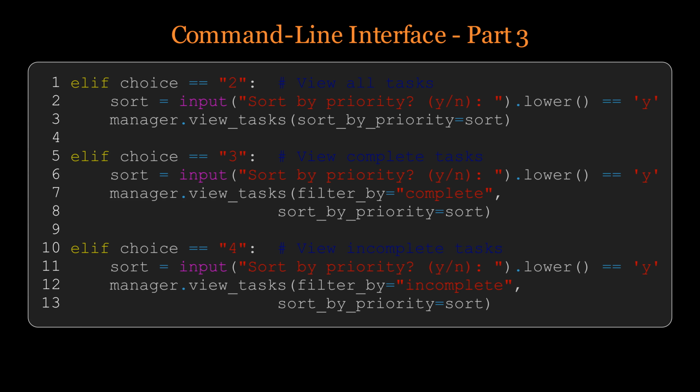For choice 3, viewing complete tasks, we do the same but add filter_by equals complete. For choice 4, viewing incomplete tasks, we filter by incomplete. Each call to view tasks has different parameters, giving users flexible viewing options. They can see everything, filter by status, and optionally sort by priority. This makes finding specific tasks easy.